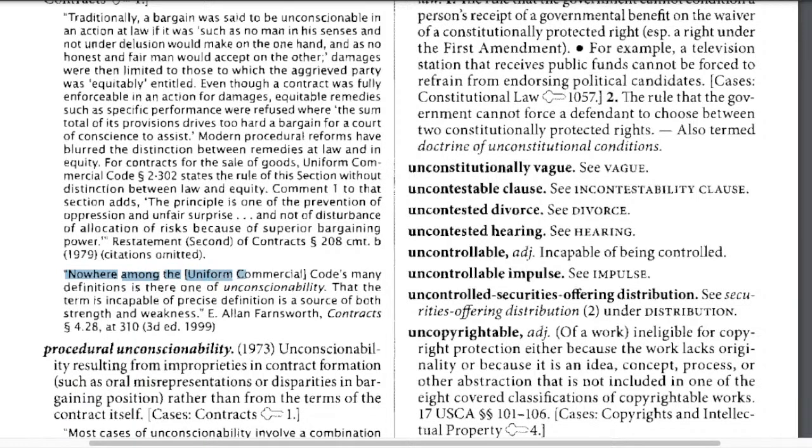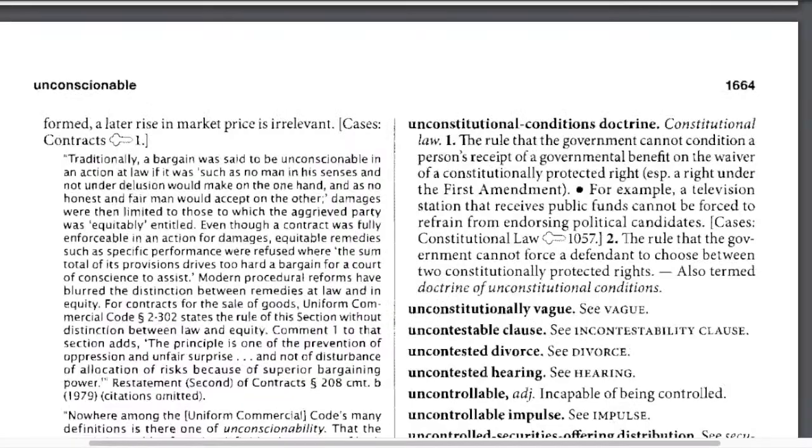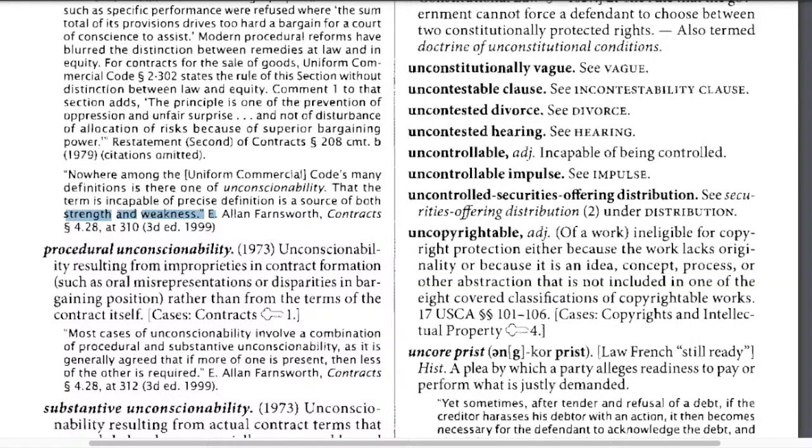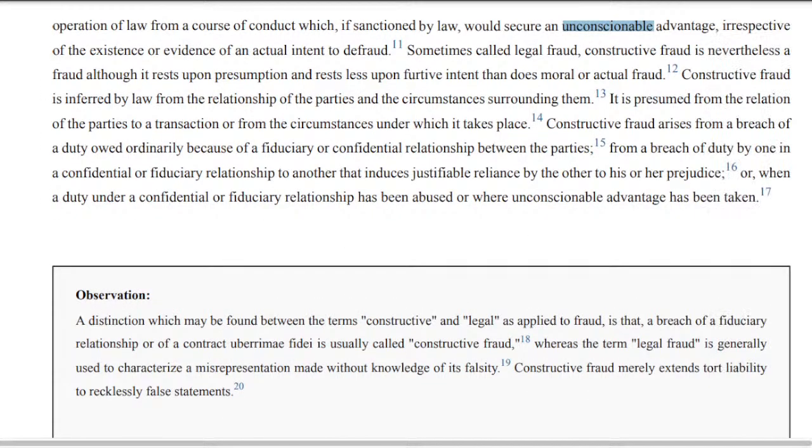Nowhere among the UCC's definitions is there one of unconscionability. That the term is incapable of precise definition is a source of both strength and weakness. So back here we are at a term of art. Excellent. Excellent digression. Thank you for joining me on that. Let's get back to the Amjur.